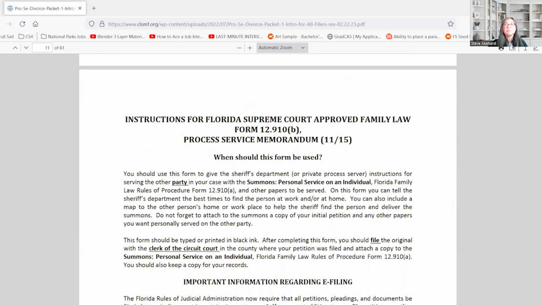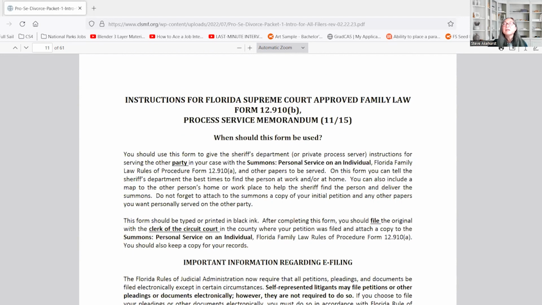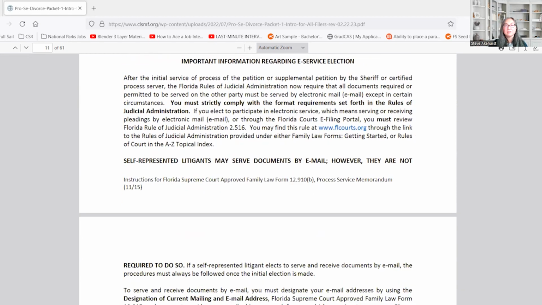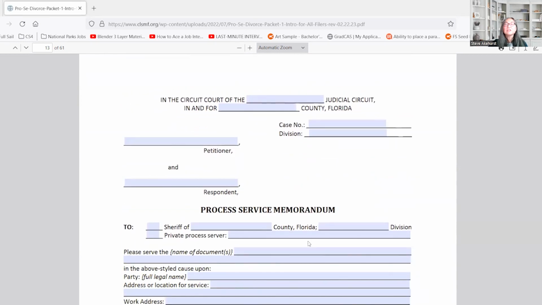And the next form is the process server memorandum. This is just a form that you fill out so that the person or persons serving these forms know who to serve and how to serve them. So these are the instructions. I'm just going to skip through that, it's just for the sheriff or the process server so that they know what to do. And you're going to fill out the top as usual.